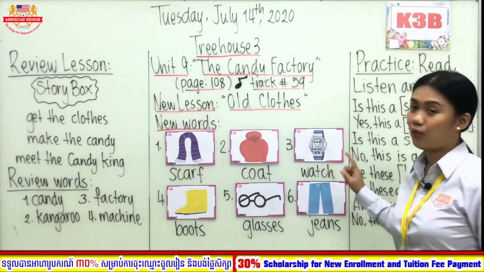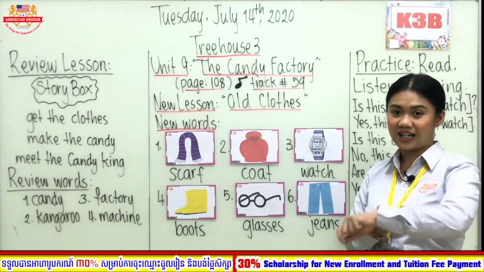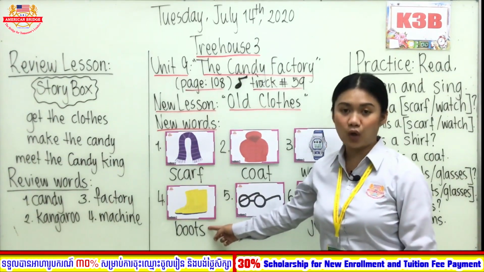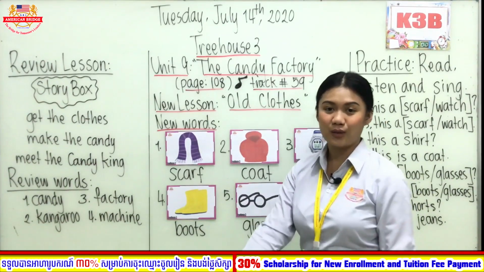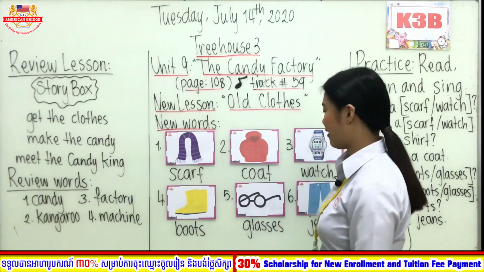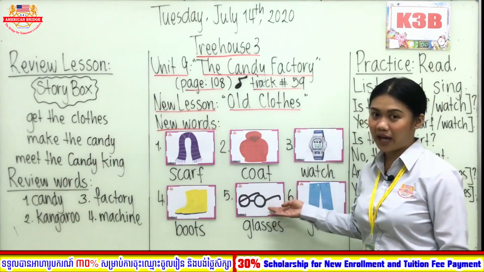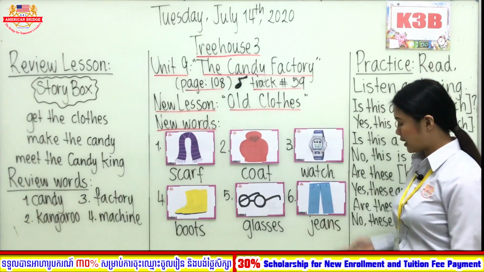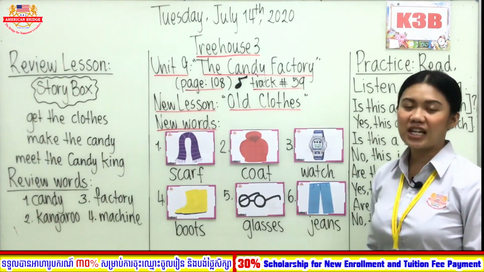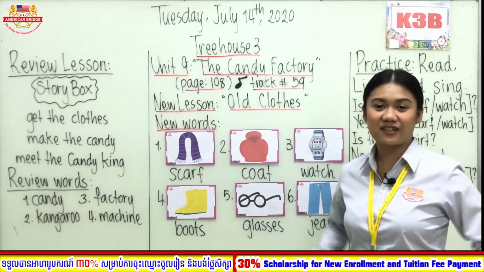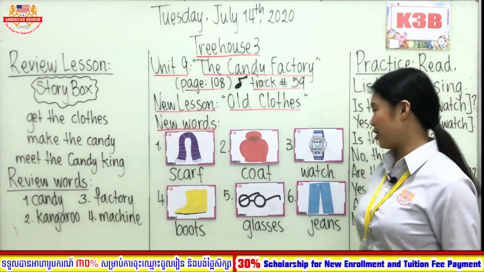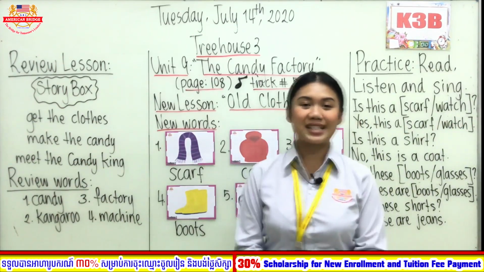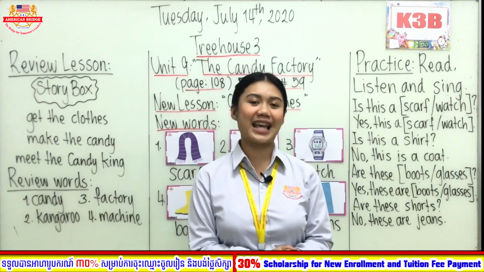Next, number 3, watch. You wear this one to check the time. Watch. Next, number 4, this one is boots. Wear this one to protect your feet. Correct. Number 5 is glasses. You wear them to protect your eyes. Glasses. Next, number 6, jeans. You wear jeans, right? For boys or for girls. This is jeans. So these are the 6 new words for today's lesson.